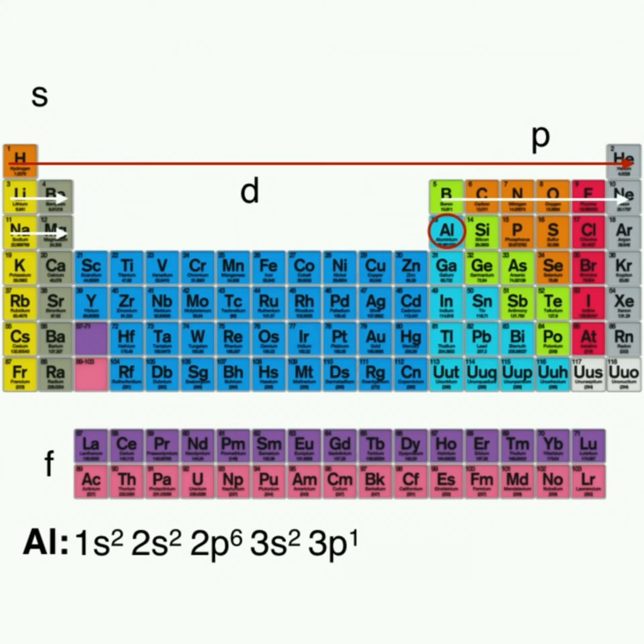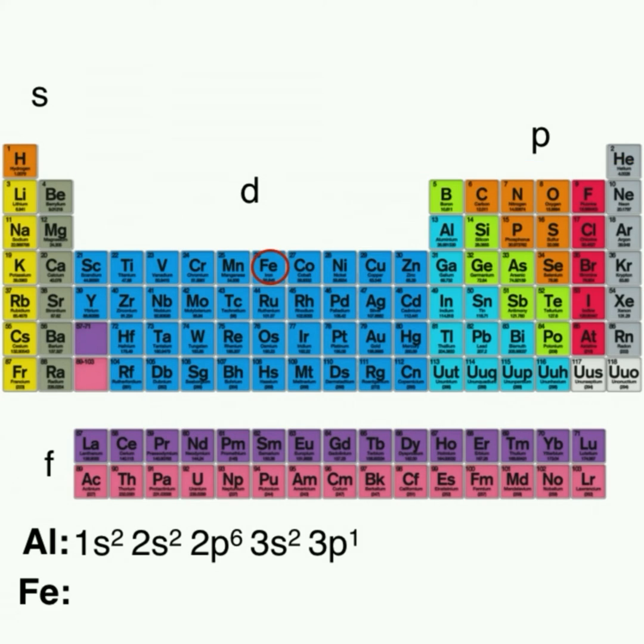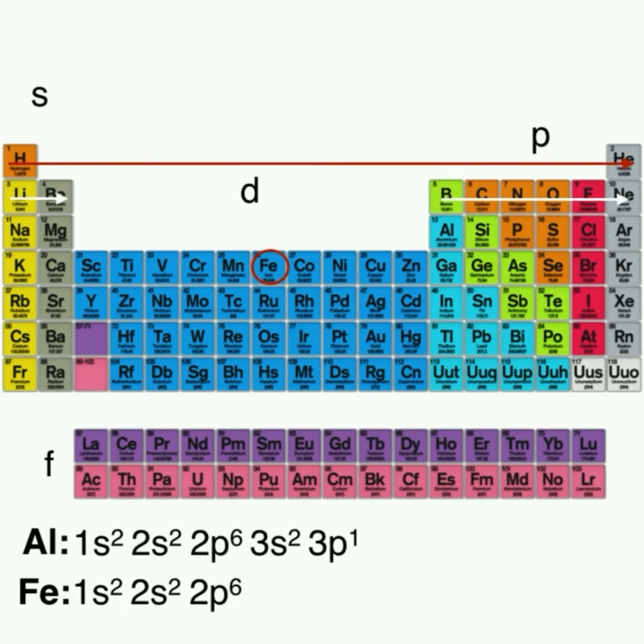It's important to remember that though the D block begins at the 4th row of the periodic table, the first D subshell is 3d. Thus, iron will have a configuration of 1s2, 2s2, 2p6, 3s2, 3p6, 4s2, and 3d6.